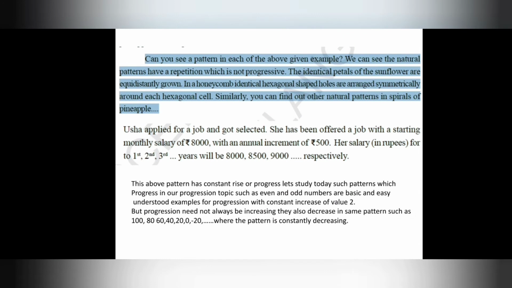The identical petals of the sunflower are equidistantly grown. In a honeycomb, identical hexagonal shaped holes are arranged symmetrically around each hexagonal cell. Similarly, you can find other natural patterns in the spirals of a pineapple too. There is one more example on the screen, which also represents a constant increase in the salary of Usha.